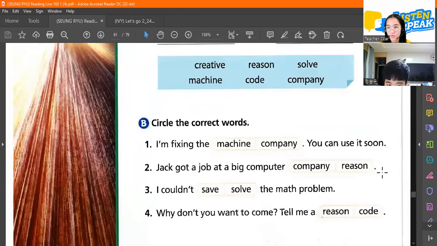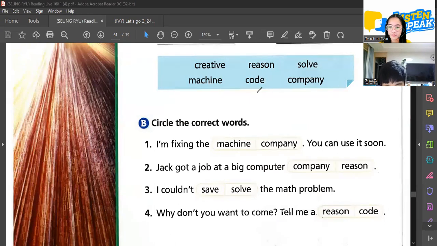So again, all you need to do is to complete the sentence by choosing the correct word. One, I'm fixing the machine. You can use it soon. Very good. Two. Jack got a job at a big computer company. Three. I couldn't solve the math problem. Okay, four. Why don't you want to come? Tell me a reason.